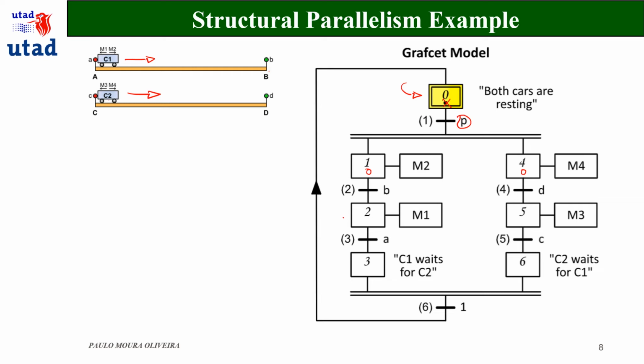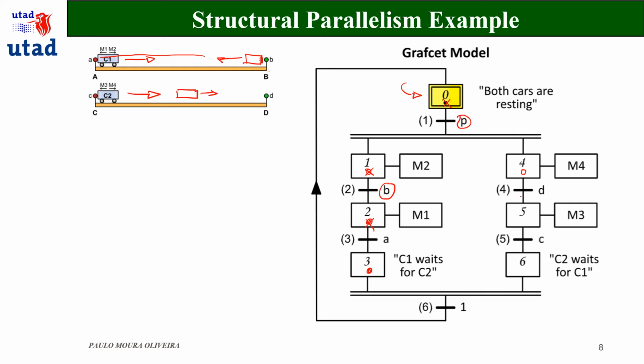Imagine that C1 is faster, and it is going to reach the position B before C2 is in the mid journey. So when it reaches this position, it means that it reached B. This token leaves step 1, it appears in step 2. So we activate the motor in the other direction, and it reaches position A. When it reaches position A, then we get this step active.